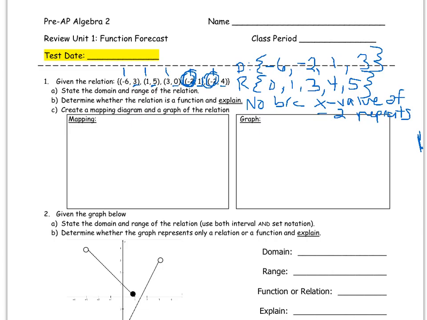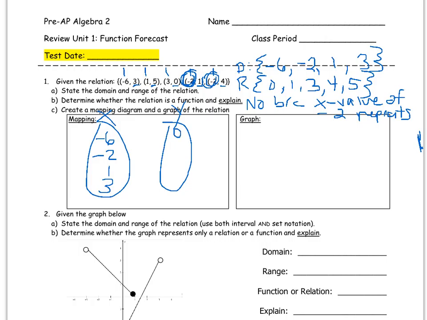On our mapping diagram, we're going to put one bubble that has our x values, our inputs, another that has our y values, or our outputs. Here we'll list our x values. We can just use our domain, -6, -2, 1, 3, and our range, 0, 1, 3, 4, 5. And we want to map.